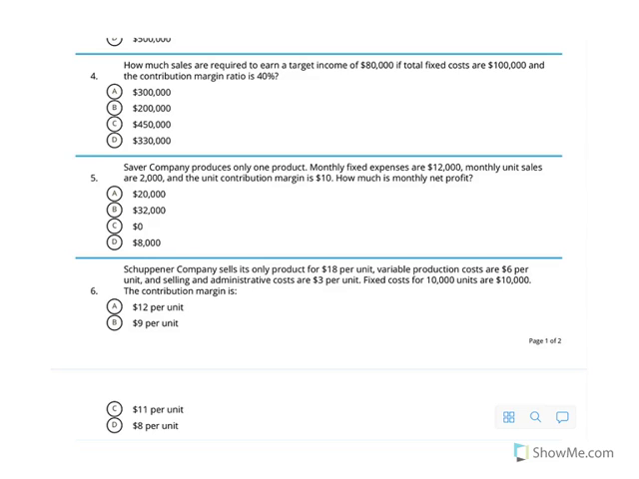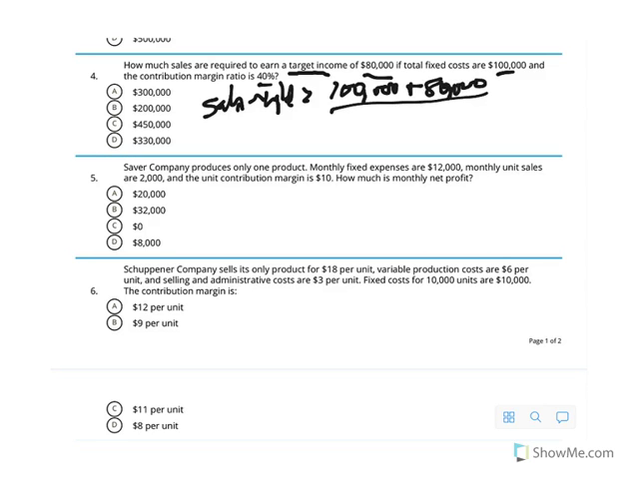4. How much sales are required to earn a target income of 80,000 if the fixed cost is 100 and the contribution margin rate is 0.4? So therefore, sales required, we'll just say it's equal to the fixed cost plus profit divided through, we want sales, so the contribution margin ratio 0.4. And when we do that, we get an answer of 450,000.